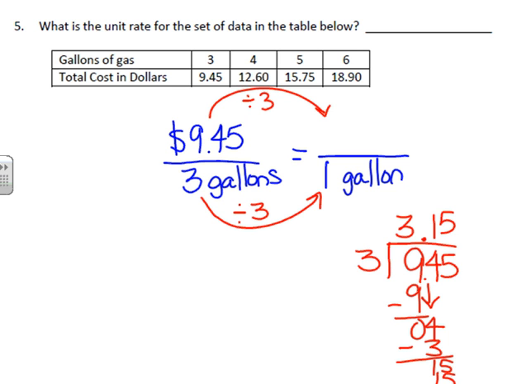So that means that 1 gallon would cost $3.15. It is extremely important for you to put both sets of units on this. So our final answer is $3.15 per 1 gallon.